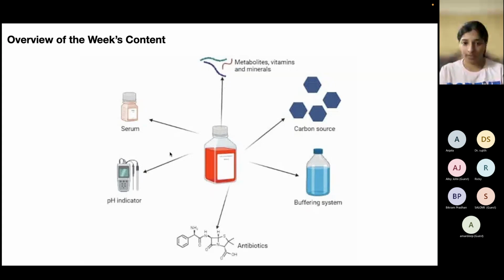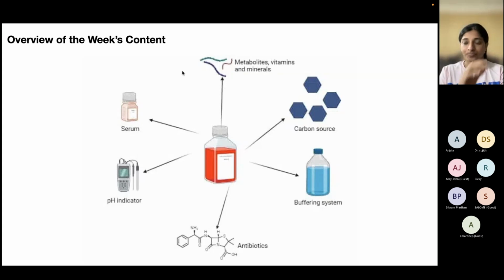There is also a pH indicator. The most common pH indicator is phenol red. It changes color: it becomes yellow when the pH is too acidic and becomes pink when the pH is too basic. So the optimal color of the media is this reddish orange color. If the nutrients are being depleted, the pH will become acidic and it will turn more and more yellow in color, and that is when you know you have to change the media of these cells.